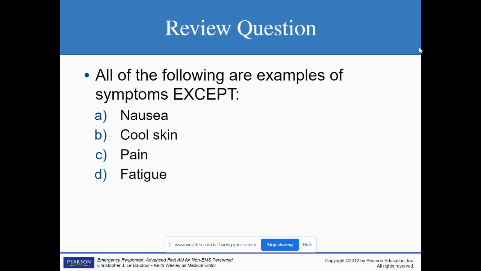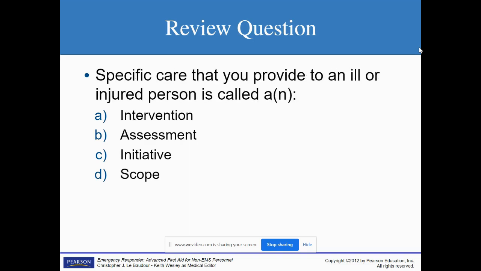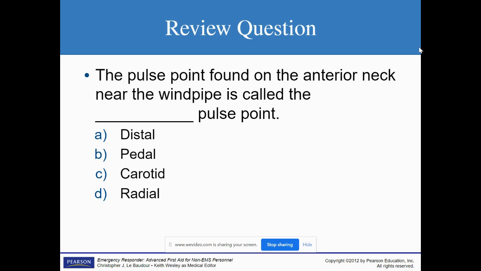All the following are examples of symptoms, except... Which of the following describes the nature of illness? Specific care that you provide to an ill or injured person is called an... The pulse point found on the anterior neck near the windpipe is also called the blank pulse point.